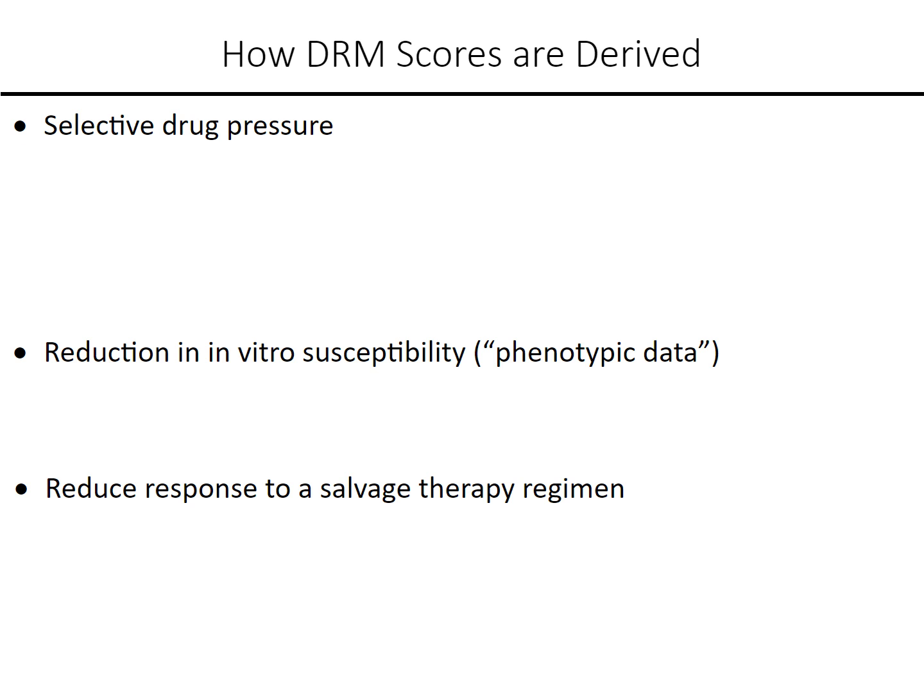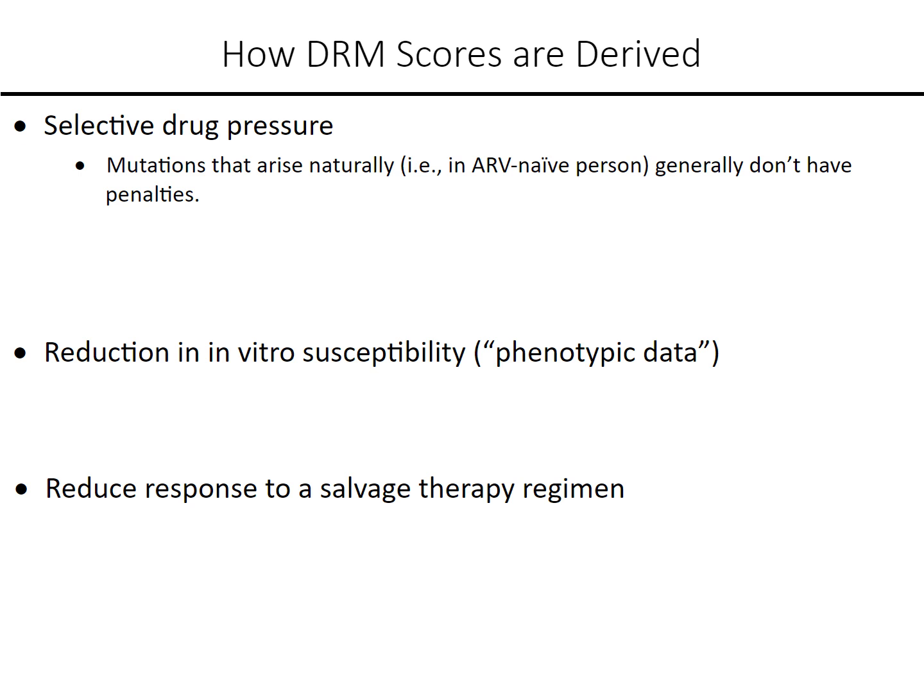The drug resistance mutation penalty scores and comments are created and updated based on three main types of data or considerations. Are the mutations selected by the drug? Do the mutations reduce drug susceptibility? Or do the mutations reduce the virological response to a regimen containing the drug? With respect to selective drug pressure, three types of data are considered. First is the mutation of polymorphism that occurs naturally in the absence of selective drug pressure.